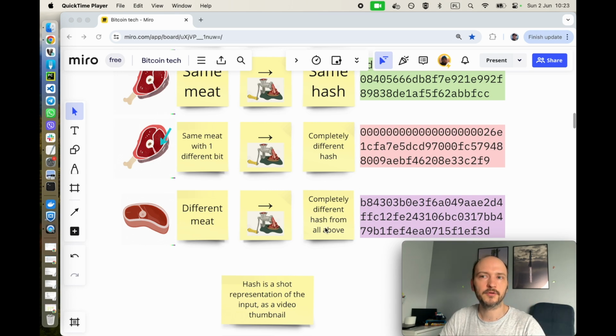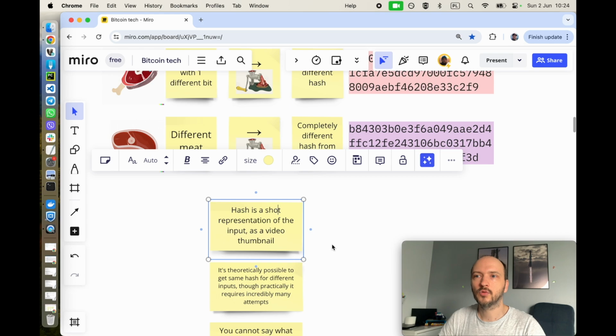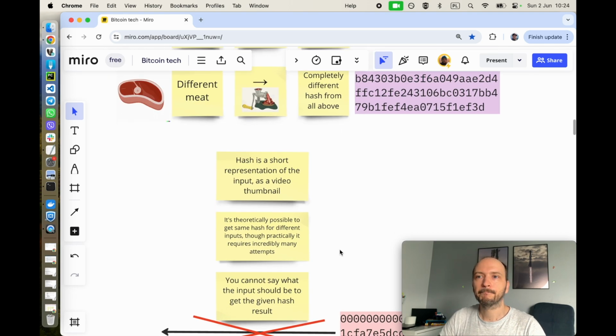And if you give a different piece of meat, it produces still a different result. So hash is a short representation of the input. It's similar to the video thumbnail to some extent. It's theoretically possible to get the same hashes from 2 different inputs, but in reality it's almost impossible to find 2 inputs that produce the same hash. You will literally need to brute force all the possible inputs to find 2 that produce the same results.